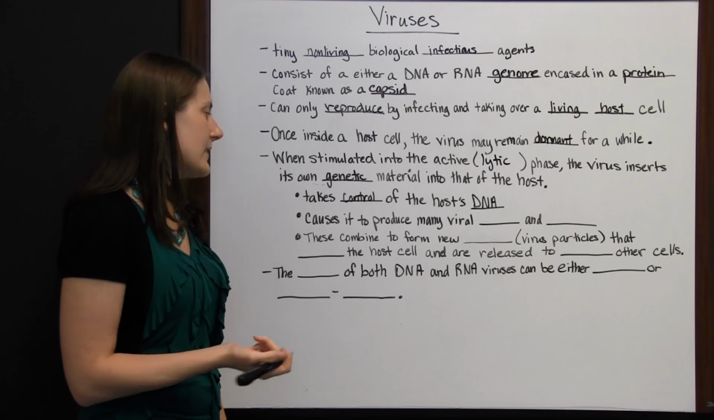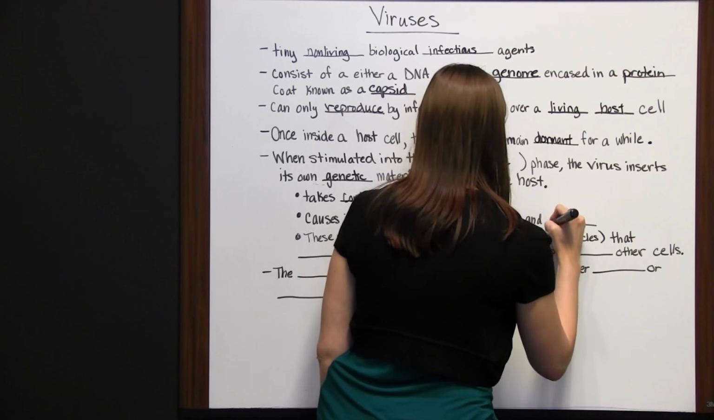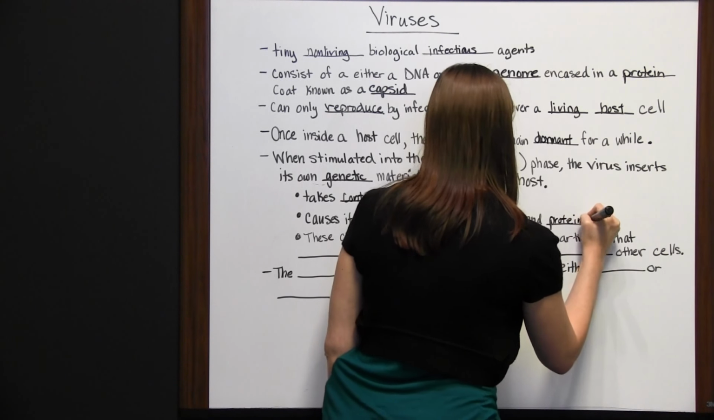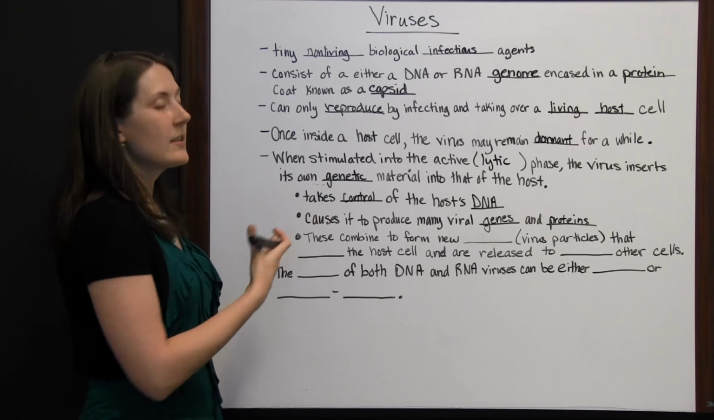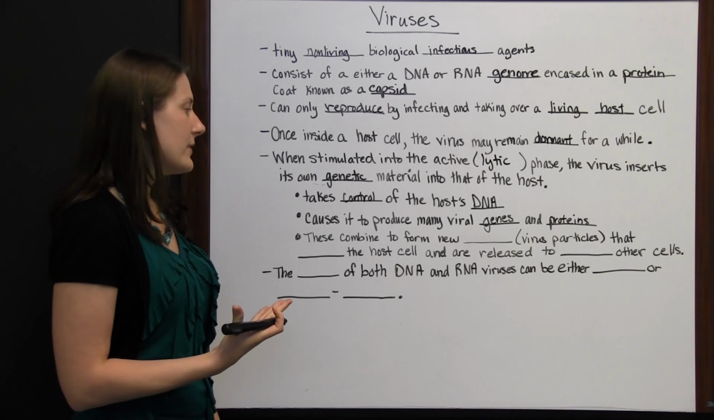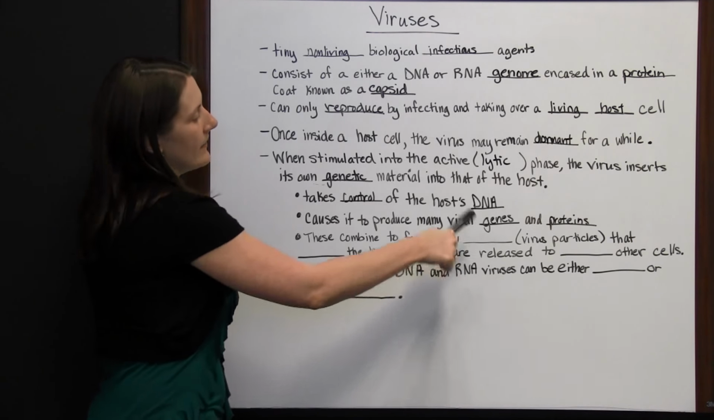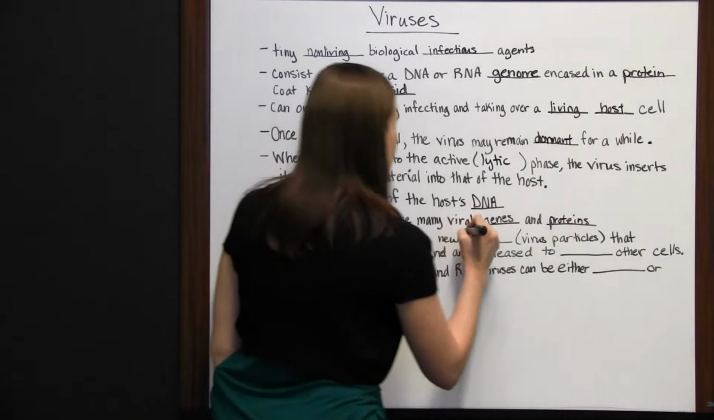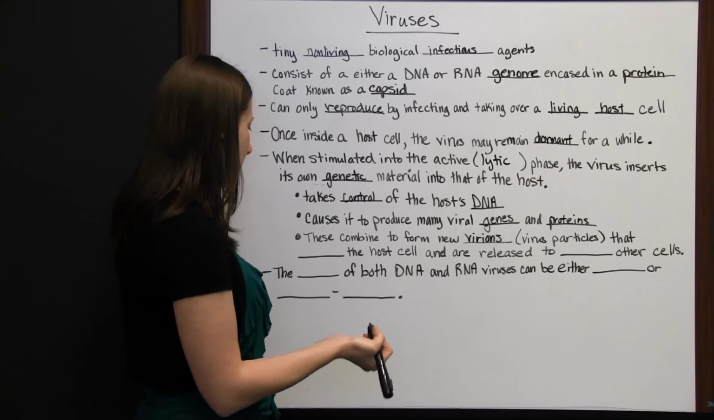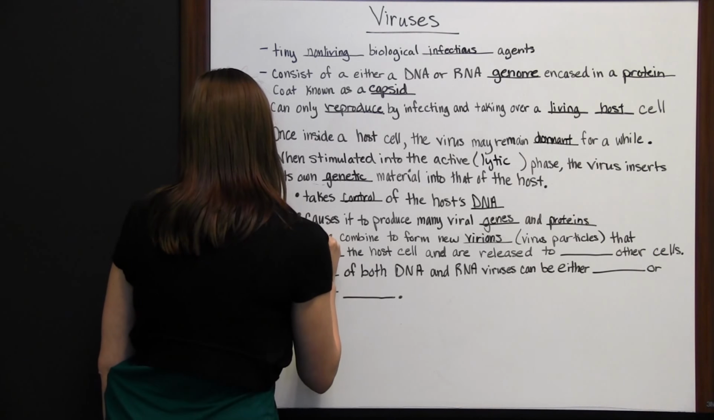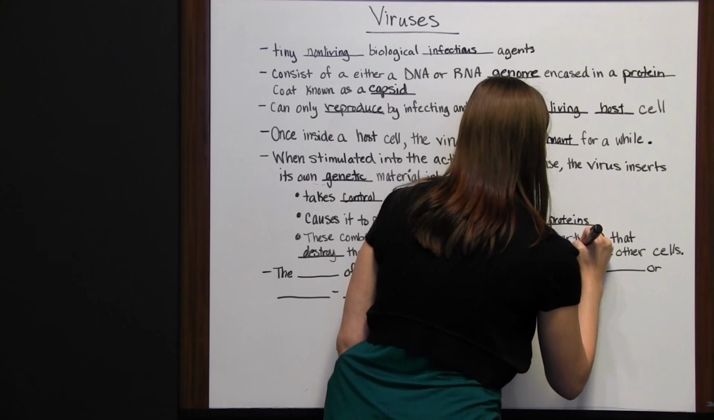It causes the host cell to produce many viral genes and proteins. So once it gets in there, it starts saying reproduce, reproduce, make more genes and proteins. And the ones that this cell is making are going to be new viral proteins and genes instead of the normal cell's genes and proteins. And then all of these viral genes and proteins combine to form new virions or virus particles that destroy the host cell and are released to infect other cells.